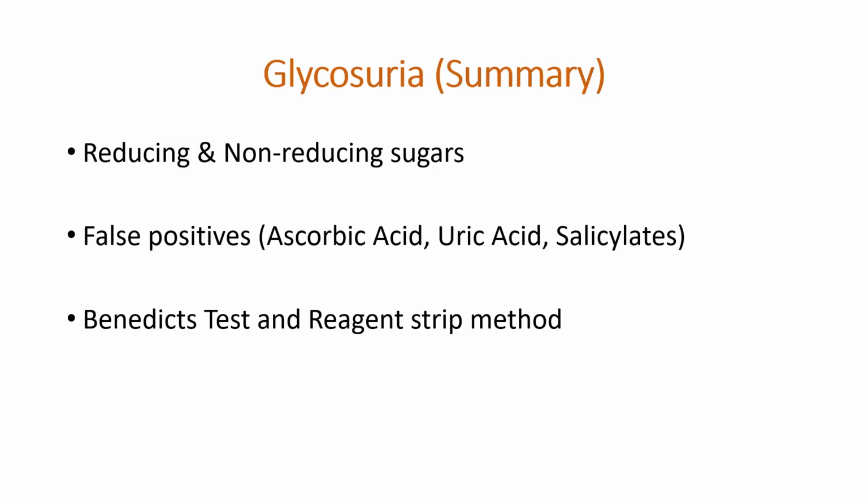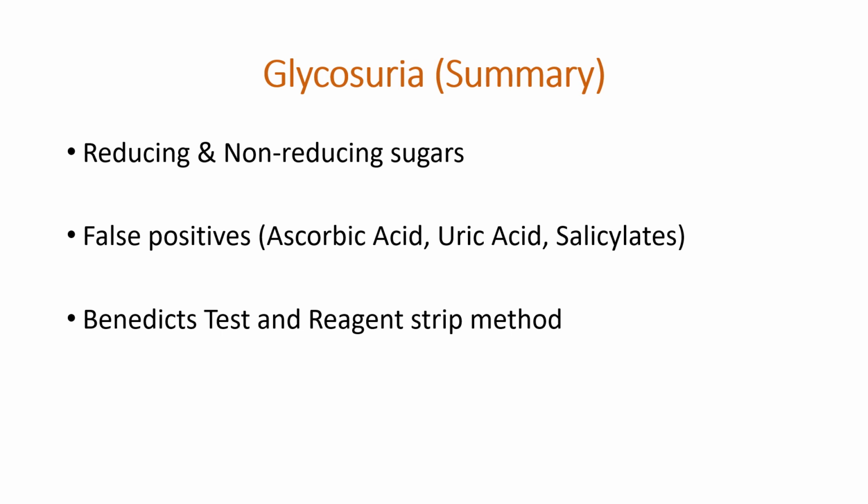So if I just try to summarize whatever we have discussed so far about glycosuria, there are two types of sugars. There are reducing and non-reducing sugars. Glucose is an example of a reducing sugar. Sucrose is an example of a non-reducing sugar. And also Benedict's test can give false positives for ascorbic acid, uric acid and salicylates, which can all give you a positive result on Benedict's test.